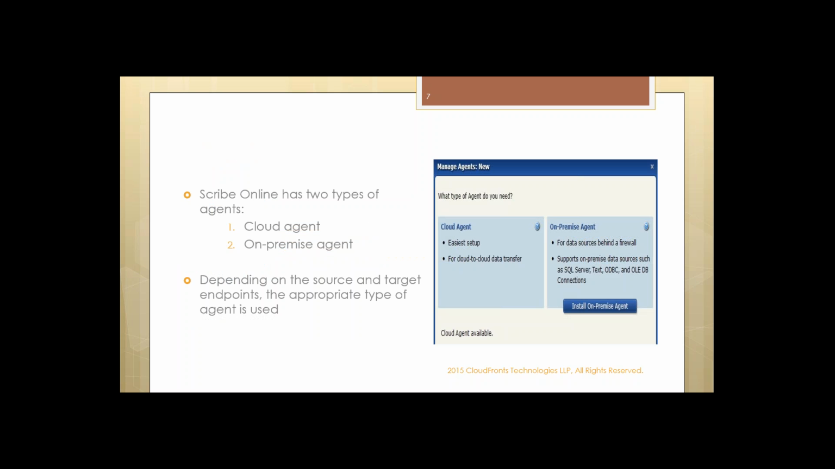As mentioned, Scribe has two types, cloud and on-premise agent. Cloud agent is used when both the source and target endpoints are cloud-based. The on-premise agent comes in the picture when the source and the target endpoints are on-premise. It may be a SQL data store or a MySQL data store. Depending on the integration requirement, we can opt for the suitable agent.